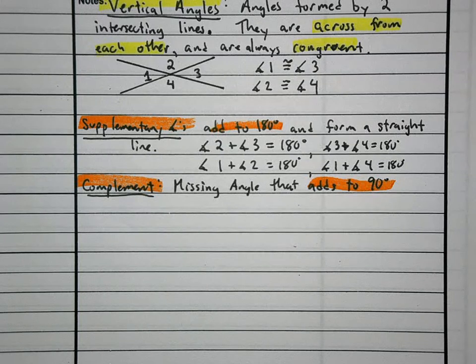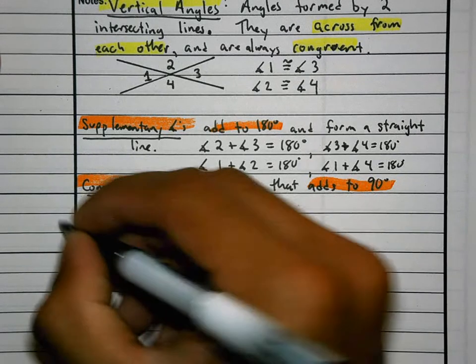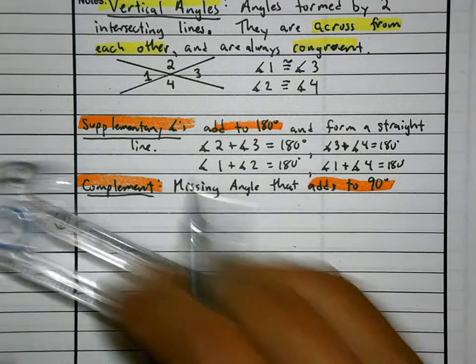So let's do an example. Something that's going to be a little bit harder. Let's jump to number 3 right off the bat. Number 3 looks like this.